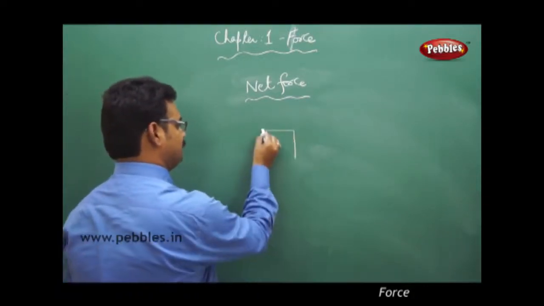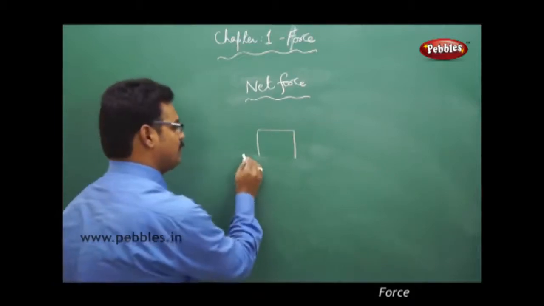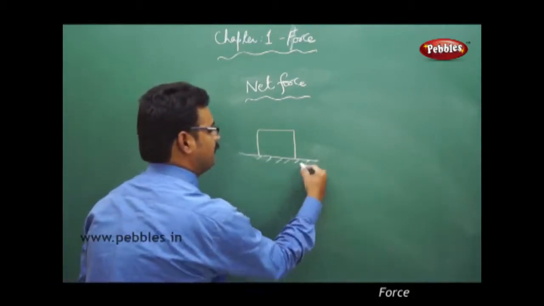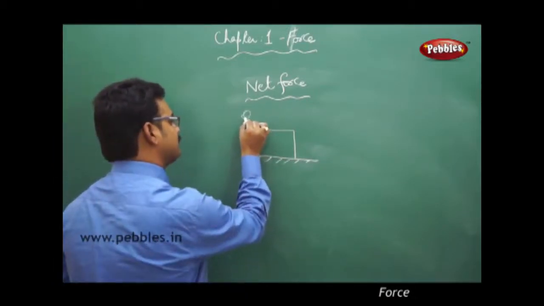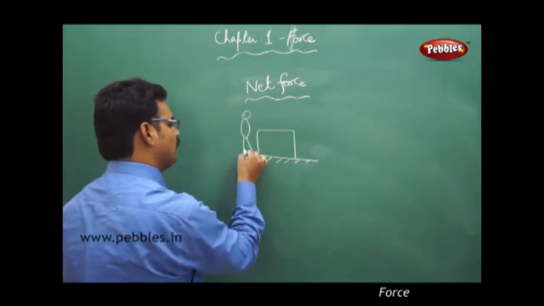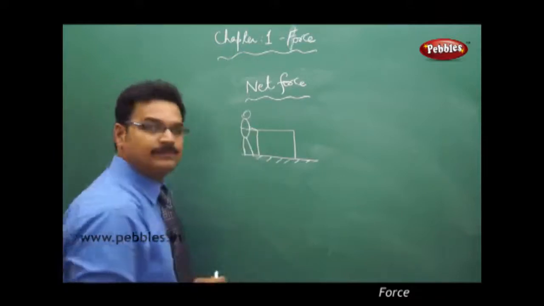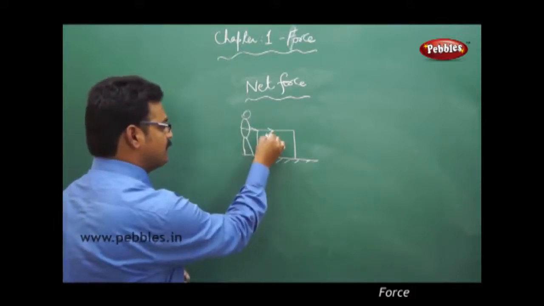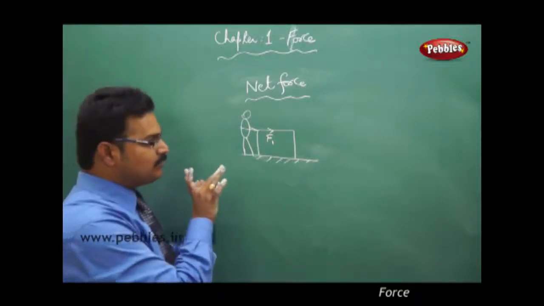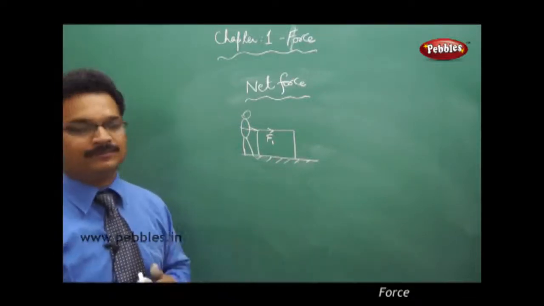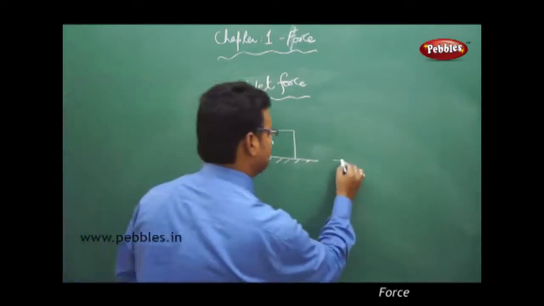See, this is a table. This table is on the floor. Now, a person standing on the floor is applying a force. So he's applying the force F1. With the F1 force, the table moves in the forward direction. Good. Now see the second case.